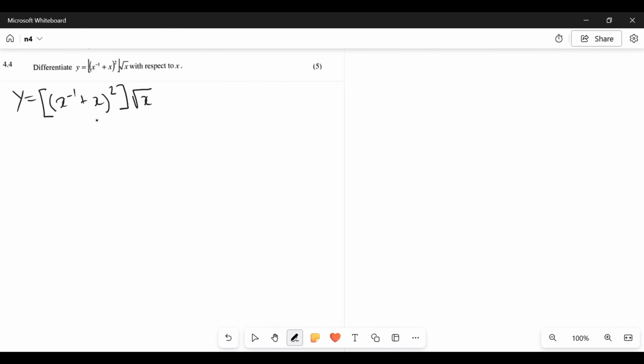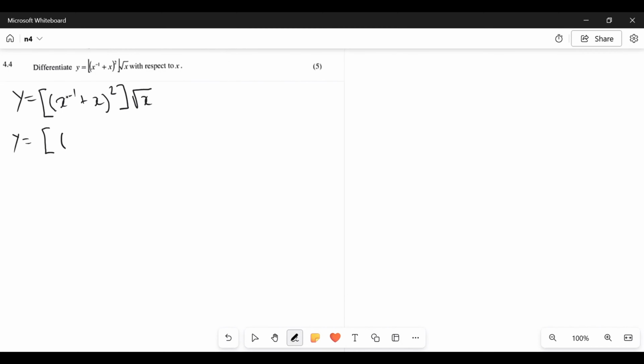As you can see, this needs us to simplify it further before we differentiate. Guys, you cannot differentiate an expression like this. You need to simplify it further. So let's start. y is going to be equal to open bracket, the outer one, and then we also have to do this one inside them.